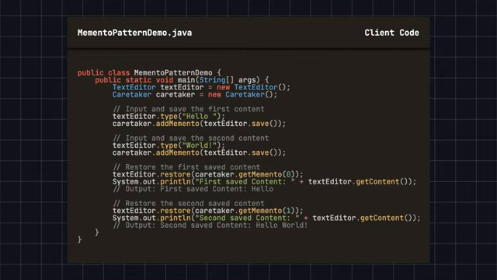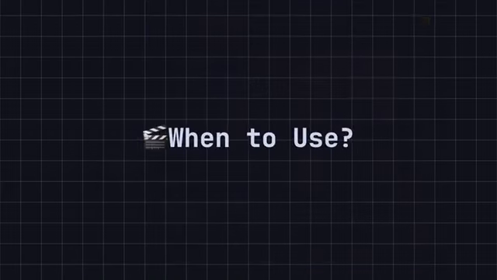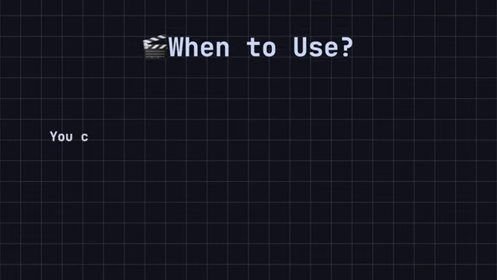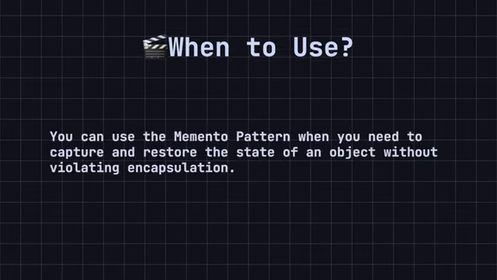The key to this pattern is that it allows us to manage the state without breaking the encapsulation of the object. So, when should we use the memento design pattern? You can use the memento pattern when you need to capture and restore the state of an object without violating encapsulation. For example, it's beneficial when implementing undo-redo functionality. The memento pattern helps store the state of an object and restore it when needed.